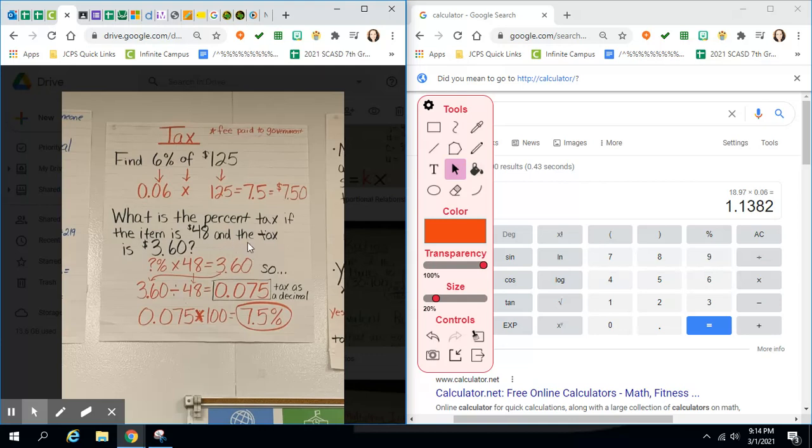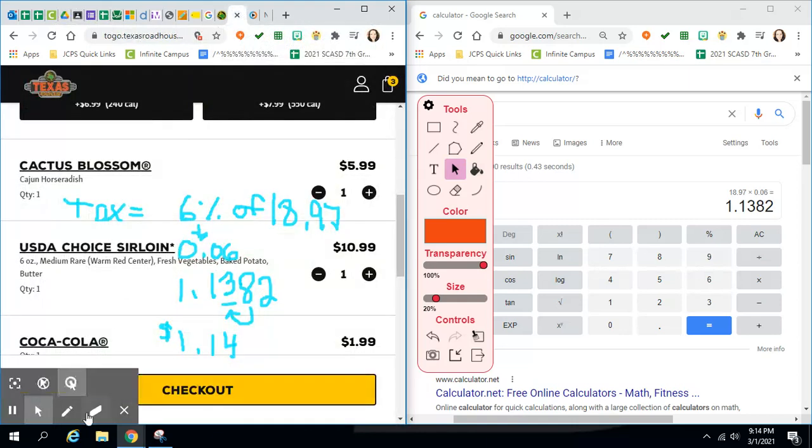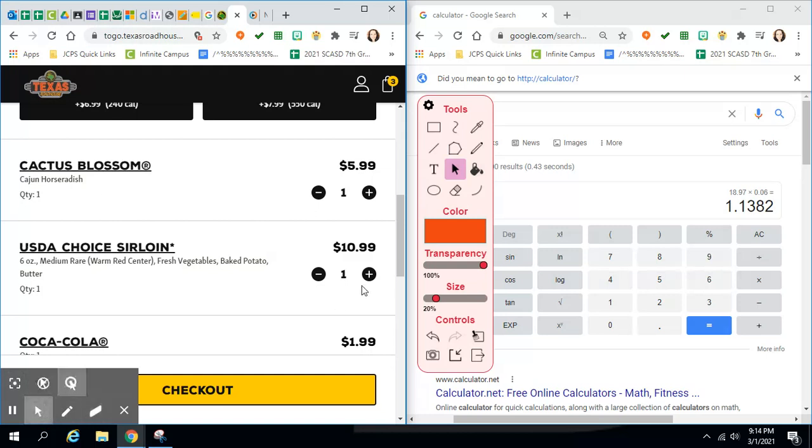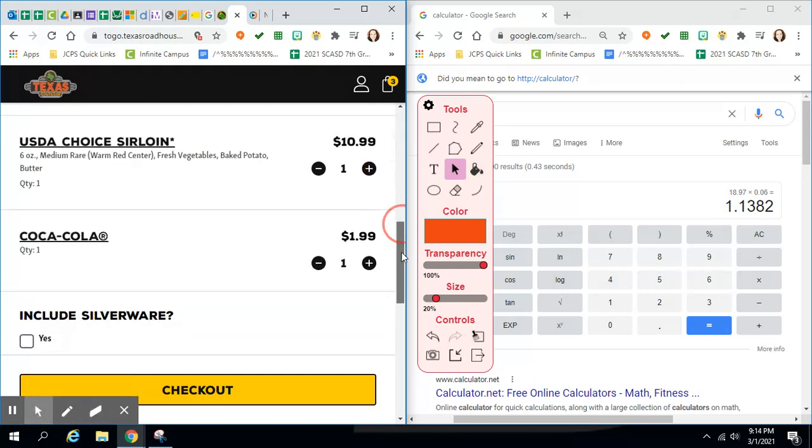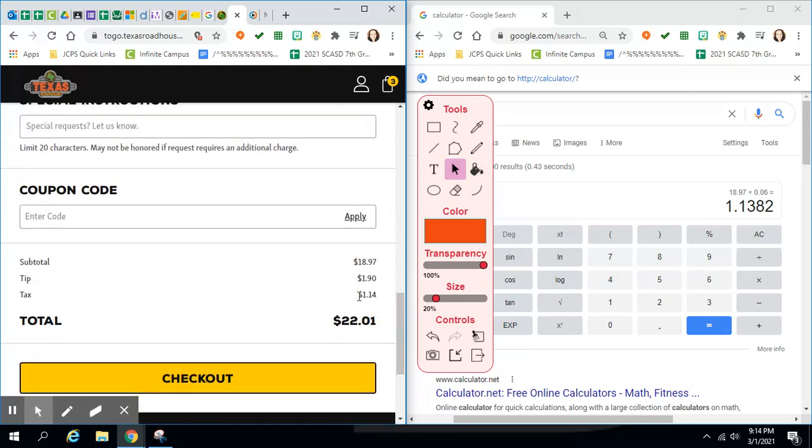The way we would do this, take a look at this, it's going to be a little bit different. Let me show you with this example here. Let's scroll down, because if we scroll down, we find they have applied a tax here, and it is what we found, right? But let's say we didn't know that the tax was 6%. If I wanted to figure out what the tax was that they taxed on my food?